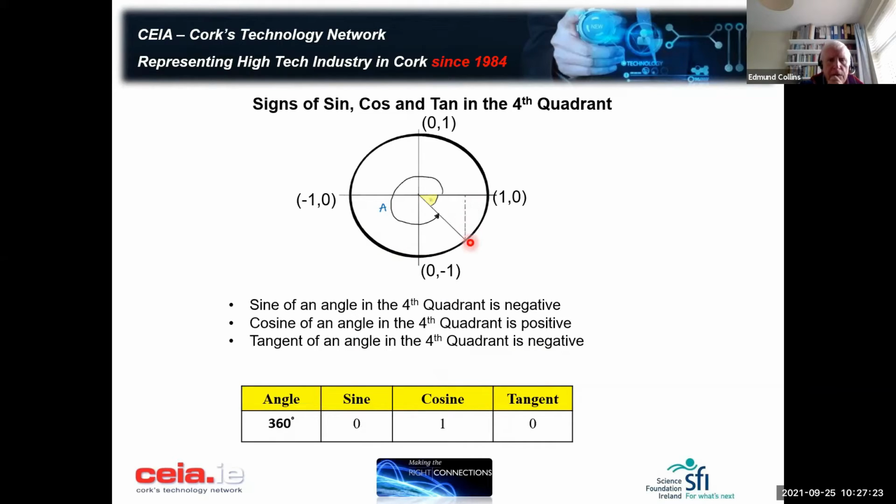Here you can see the sine of the reference angle will be negative. The cosine is positive here, because there is the positive axis here, and the tangent again is negative. And again, for 360 degrees, sine is 0, cosine is 1, tangent is 0.